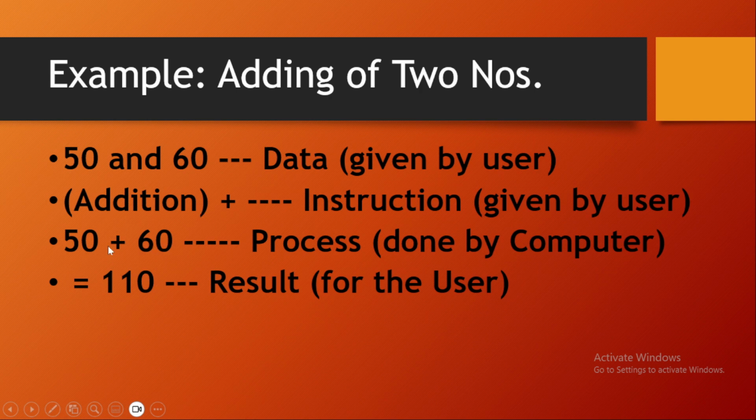So when the computer adds 50 and 60, the result, 110, is shown to the user. So this is how a computer adds two numbers. That is an example to show how a computer accepts data and instruction from the user, processes the data as per the user, and produces the result for the user.